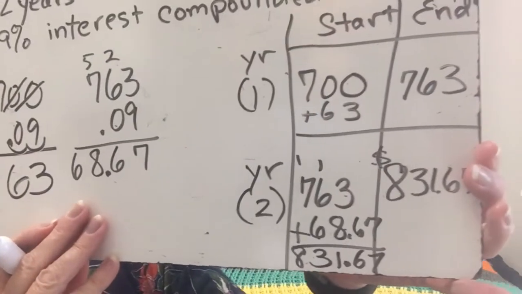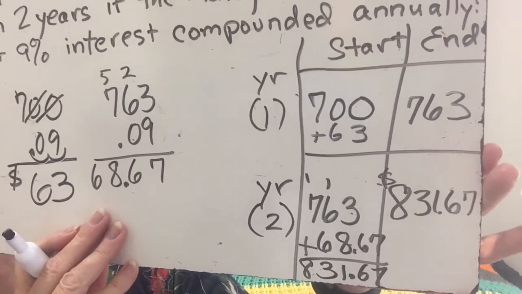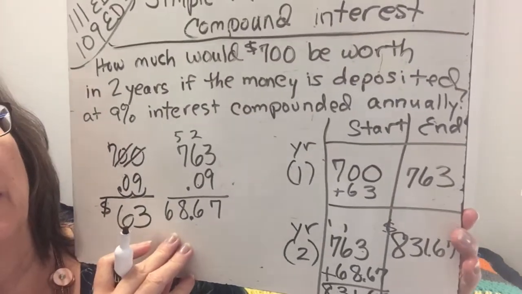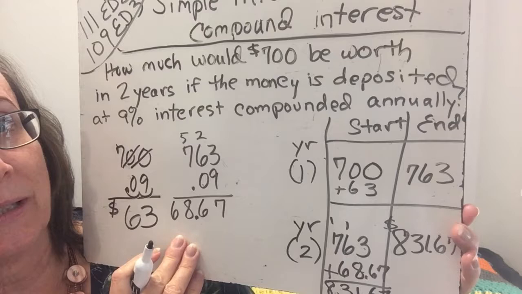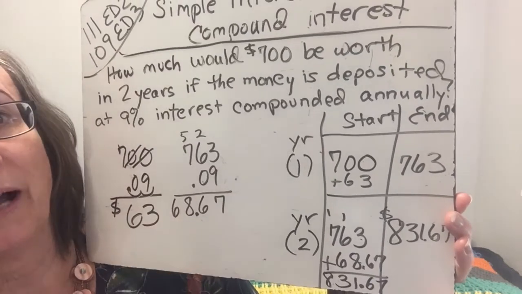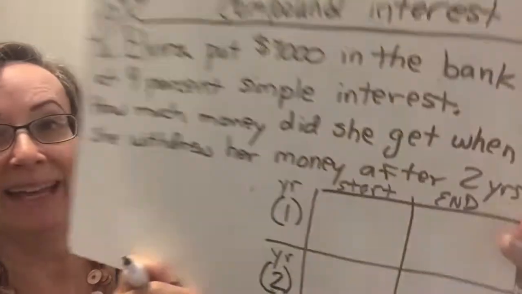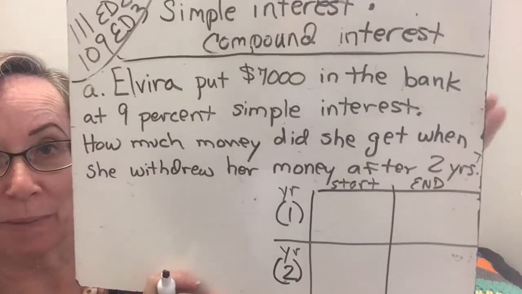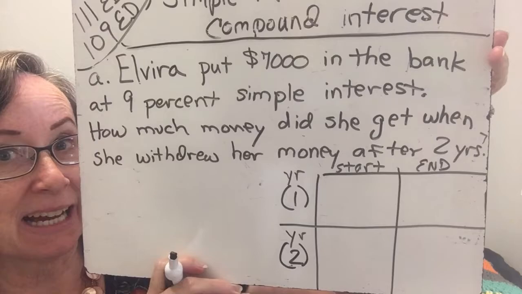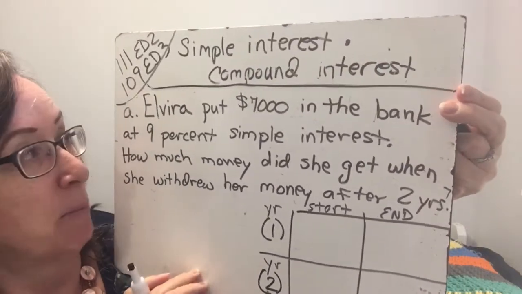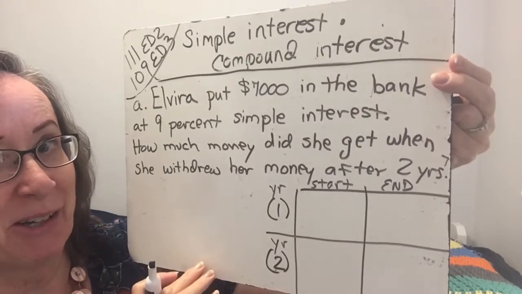So sometimes making a little chart like this might help you keep your numbers straight. And that is the end of the examples. And now we're ready to do a couple of practice problems. Okay, so here is your first practice problem. And I want you to copy it down, and then we're going to pause our video for a little bit and see if you can do it by yourself.